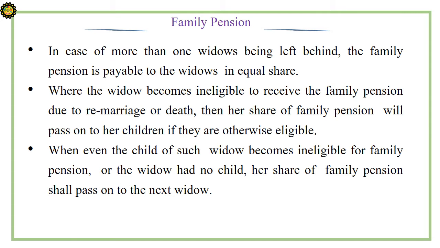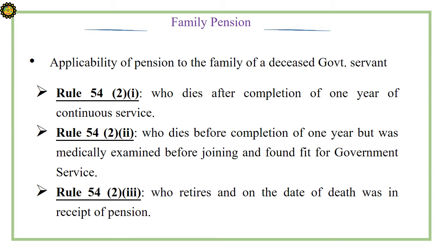Applicability of pension to the family of a deceased government servant. Rule 54.2.1: who dies after completion of 1 year of continuous service. Rule 54.2.2: who dies before completion of 1 year but was medically examined before joining and found fit for government service. Rule 54.2.3: who retires and on the date of death was in receipt of pension.